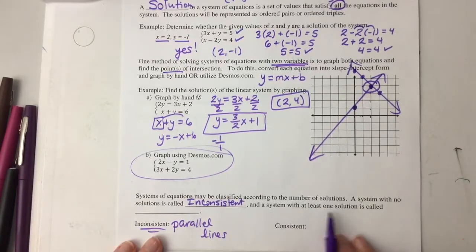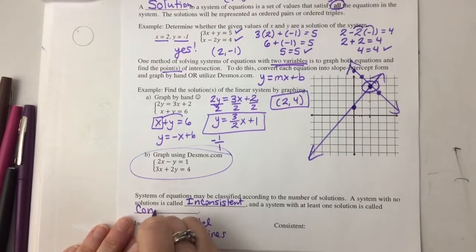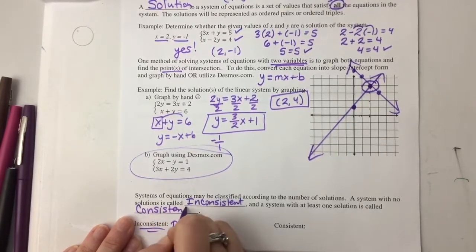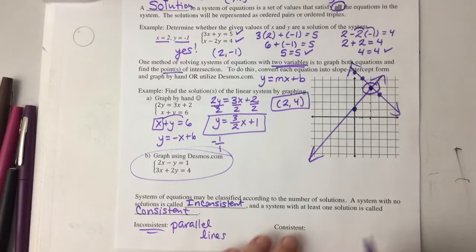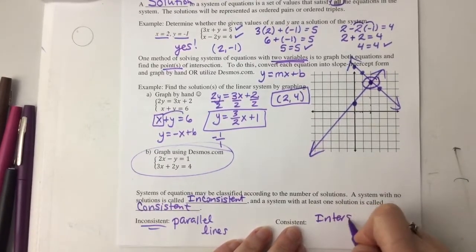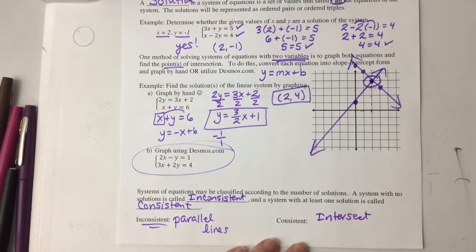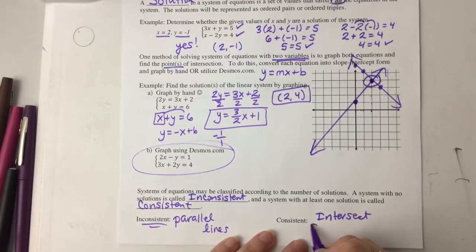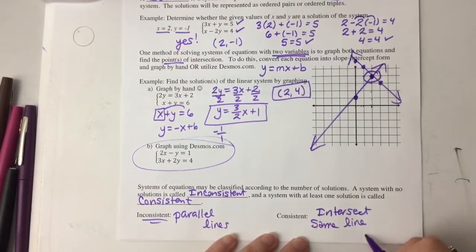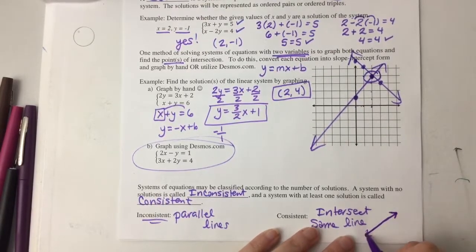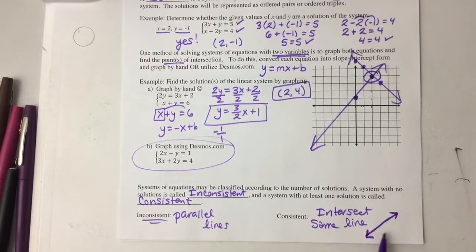A system that has at least one solution is called consistent. Now there's two things that can happen that are consistent. The lines can intersect, as we saw in our two graphing examples, meaning that they cross and they have one point. Or you might get what's called coinciding lines or the same line. When you graph the first line, you have the line, but then when you go to graph the second one, it lines up perfectly. And in this case, you have an infinite amount of solutions. Any point that is on this line would be a solution. The reason why it's infinite is because lines are never ending.